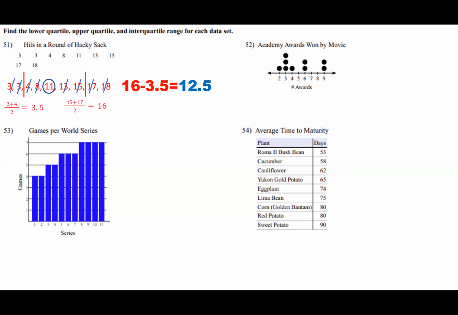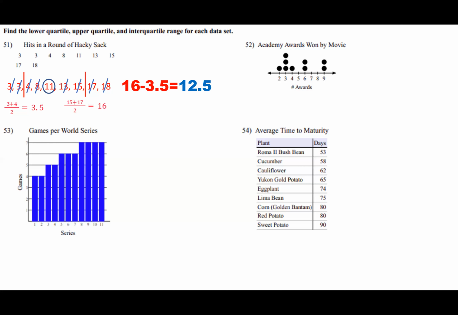For the homework, I will only ask for the interquartile range, because in order for you to find the interquartile range, you do have to find the lower quartile and the upper quartile. You have to find everything anyway. But remember, you need to find the lower quartile first, the upper quartile, and then subtract them. All right, let's take a look at another example.